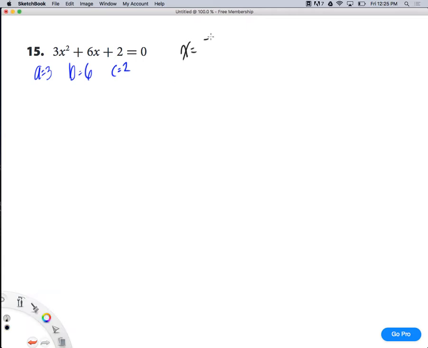X equals negative B plus or minus square root B squared minus 4AC all over 2A. The reason why I sing that every time is to help you guys remember it, because you're going to have to remember this. It won't be given to you explicitly on the test.